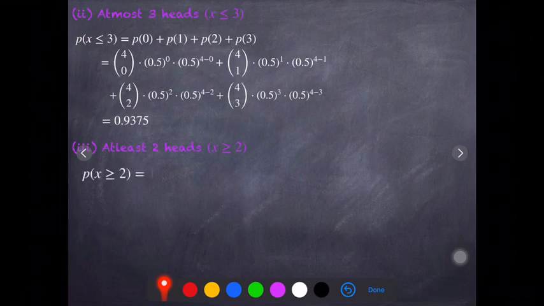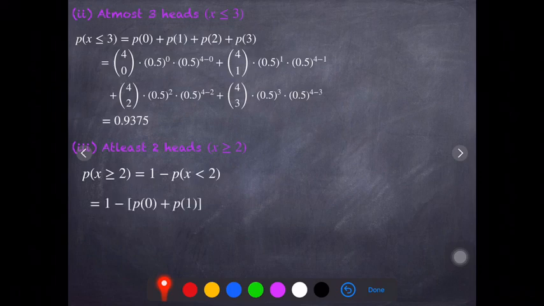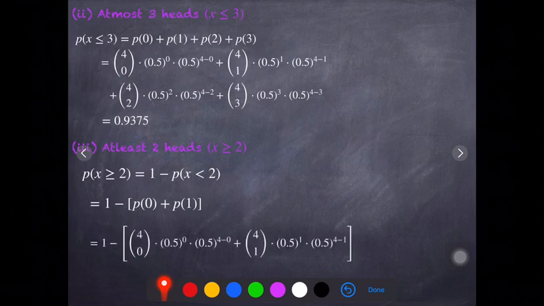Now at least 2 heads. At least means it's a starting number, that is x should be greater than or equal to 2. I'm going with 1 minus p of x less than 2, that is 1 minus p of 0 plus p of 1. Less than 2 means the minimum value should be 0, so you have to start with 0 and 1. Then substitute the values of x is equal to 0 and 1 in equation number 1 and simplify, and you get the final answer as 0.6875.